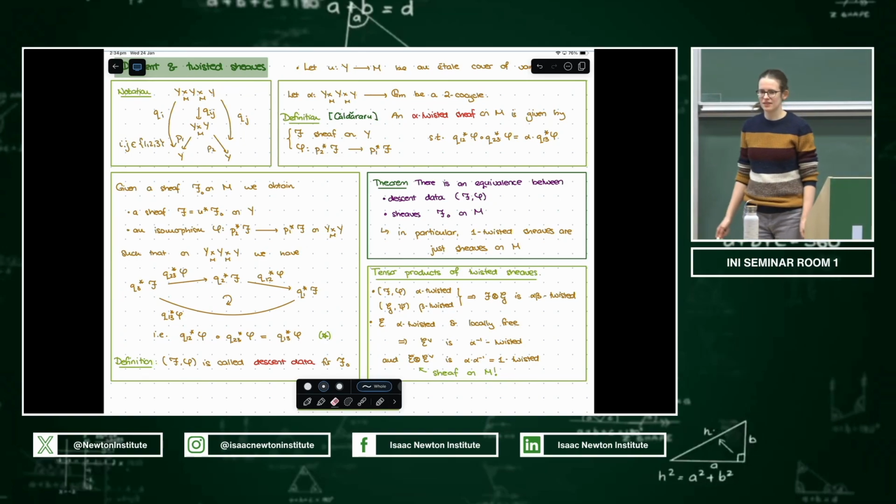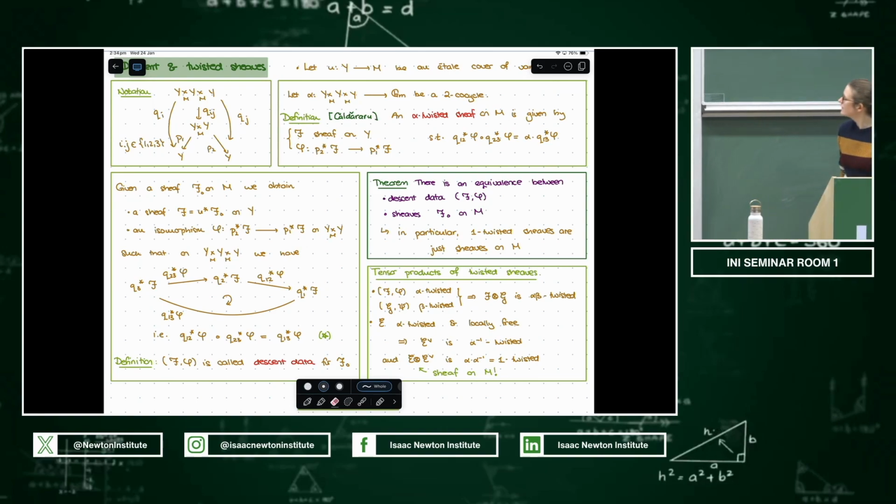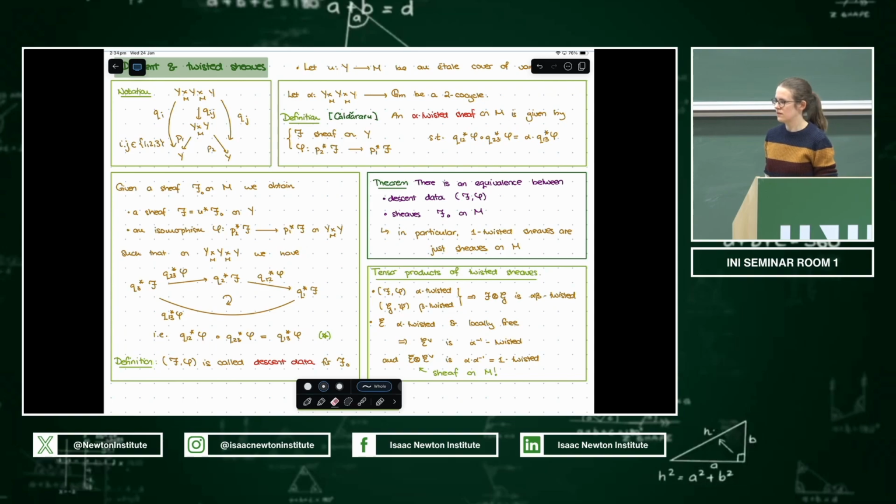Are there any questions? Are you restricting to sheaves of what? Modules of any vector spaces? Modules. Yeah, O_M modules. Do twisted rank 1 sheaves form a group? Is there an analog of it? Yeah, and I think it's somehow like a graded group, right?